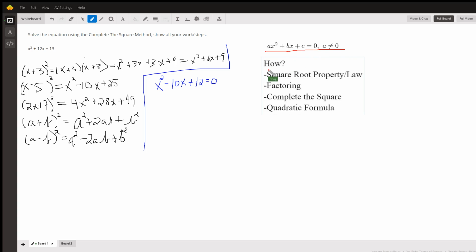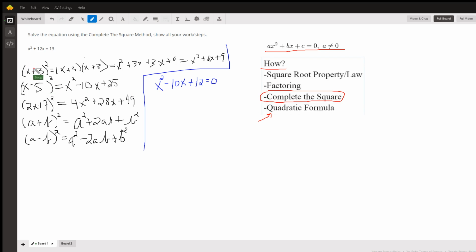And there are four primary ways to solve a quadratic equation: the square root property, factoring, completing the square, and the quadratic formula. The quadratic formula actually comes from the operation of completing the square, and this is what this problem focuses on. How do you solve a quadratic equation by completing the square?